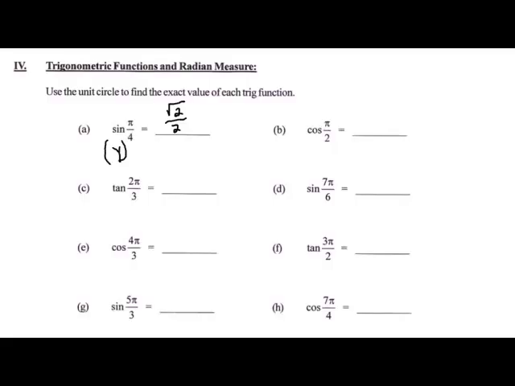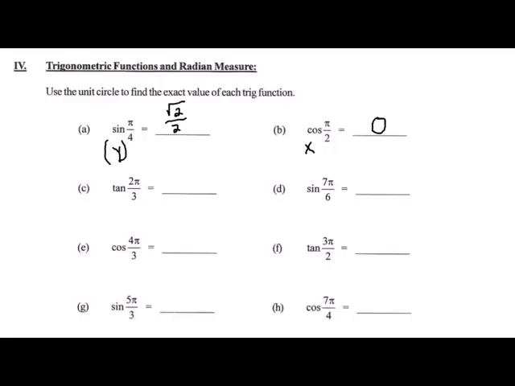For part B, we're looking for the cosine of pi over 2. Remember that cosine is an x value. So again, I want you to flip back to your unit circle. I want you to find pi over 2. You'll notice that pi over 2 is our 90 degree angle. So the cosine is going to be 0, because again, that's our x value.